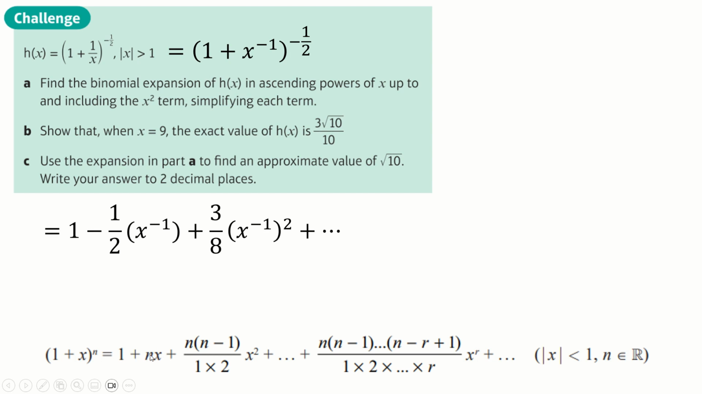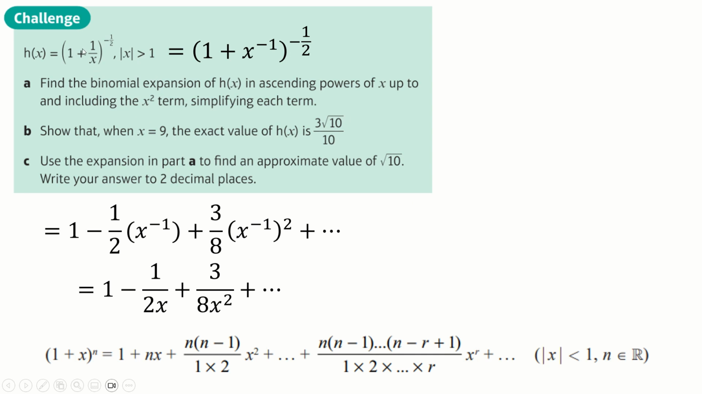So the first one is 1, then you have minus a half times x to the minus 1. Then here you'd have minus a half times minus 1.5 over 2, which is apparently 3/8. And then you times those things out and you end up with this. And that's what they really wanted. Anyway, show that when x is 9, the exact value of this is this.